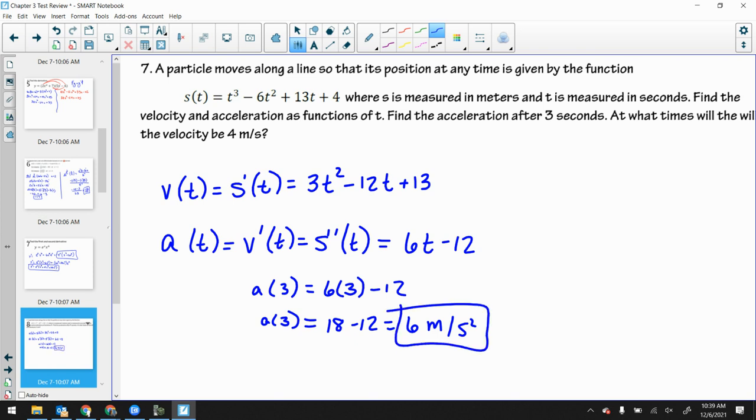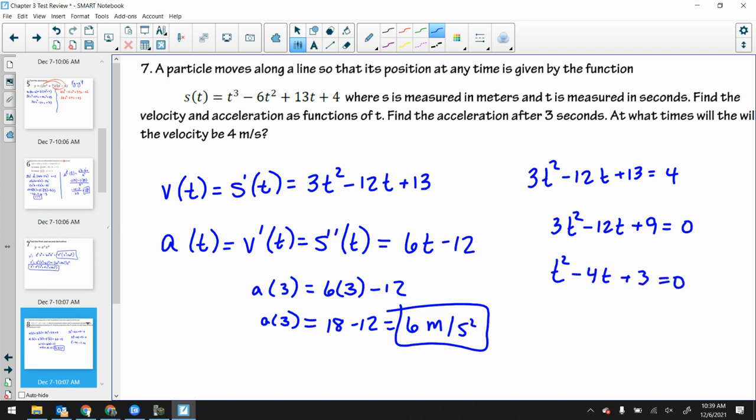Well, then it asks, at what times will the velocity be 4? Well, guys, remember this problem. I remember this from that quiz. 3t squared minus 12t plus 13. We got to know when that is equivalent to 4. It's quadratic. Subtract over the 4. 3t squared minus 12t plus 9. Let's divide out a 3. t squared minus 4t plus 3. Again, all I did was just divide by 3 here and here.